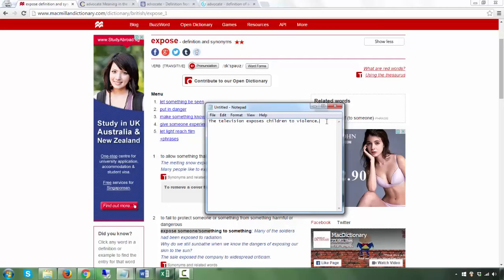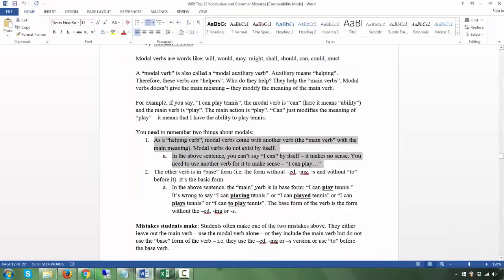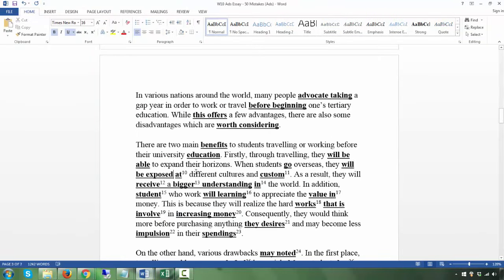Okay, so this is an active. When you put it in passive, "children", okay, the receiver of the action goes here in front, and then you have a be plus a past participle. "Are exposed", exposed is the past participle, "to violence". Okay, whatever you're using here, you're still using the preposition "to". You don't use the preposition "at".